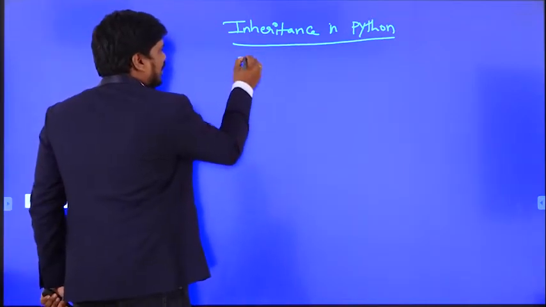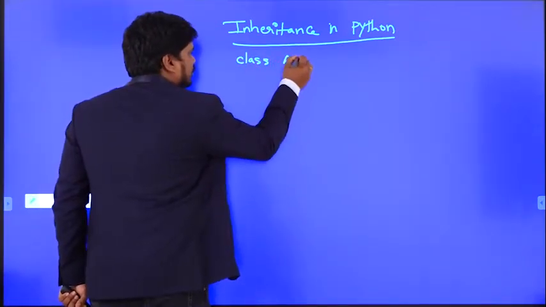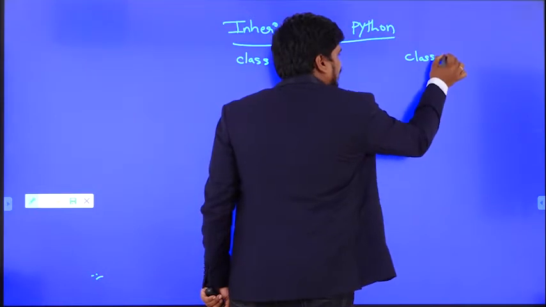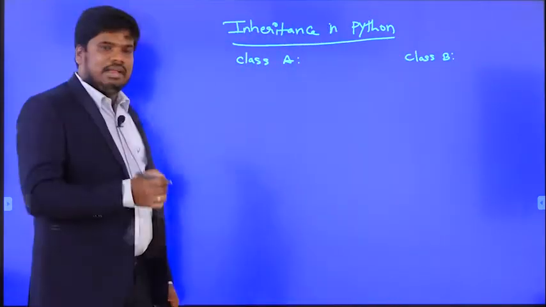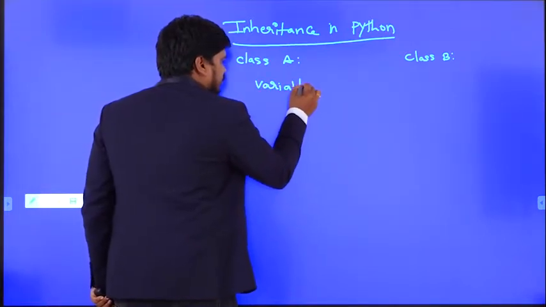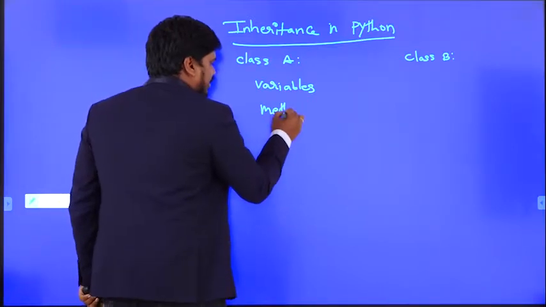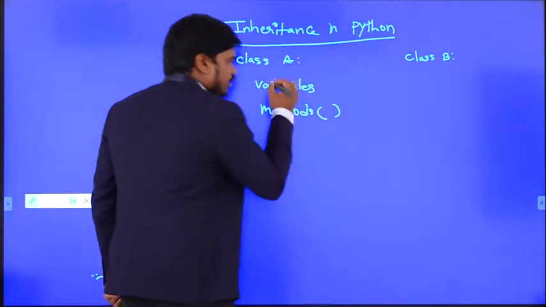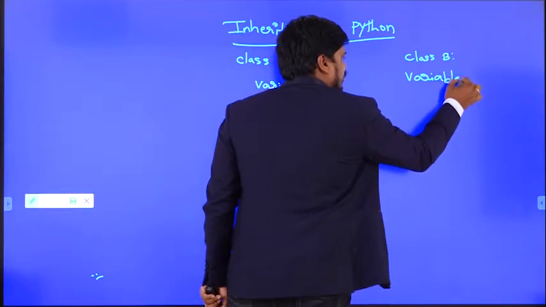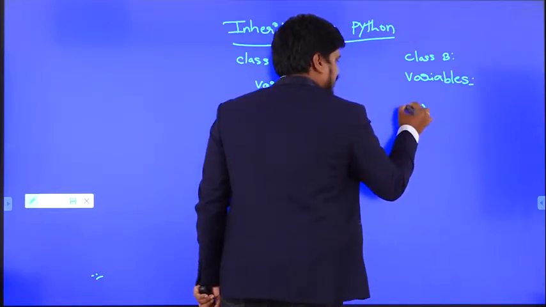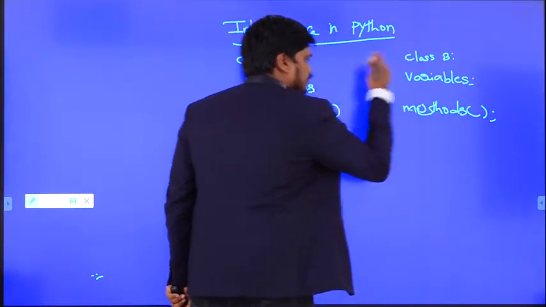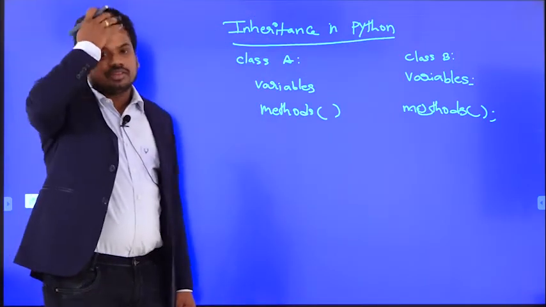For example, I'm having a class A, and I'm having a class B. I'm having two classes, and inside them, for example, I'm having variables and methods. So here in class B also I'm having variables and methods. Is it clear?